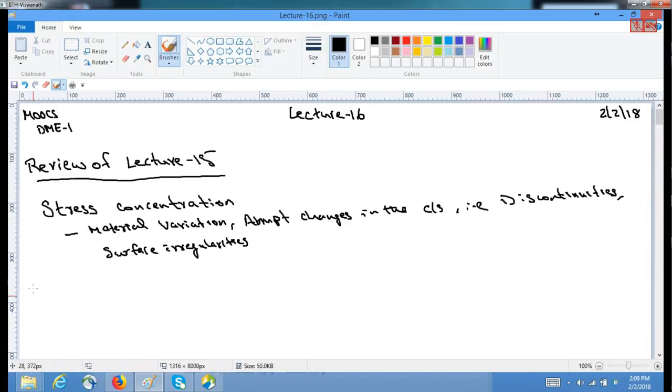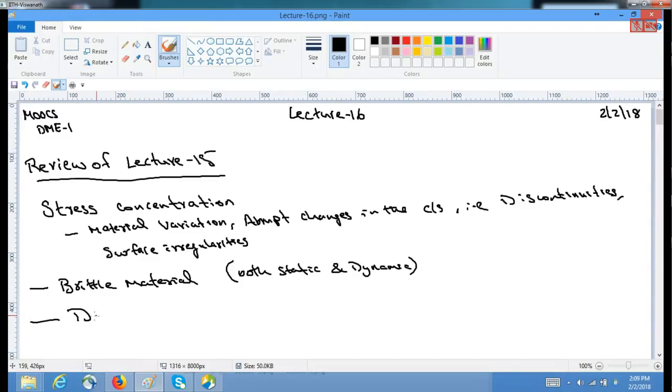Especially if it is a brittle material, it is very important to consider the effect of stress concentration, both static and dynamic. However, if you are only dealing with ductile materials, dynamic loading alone is important.